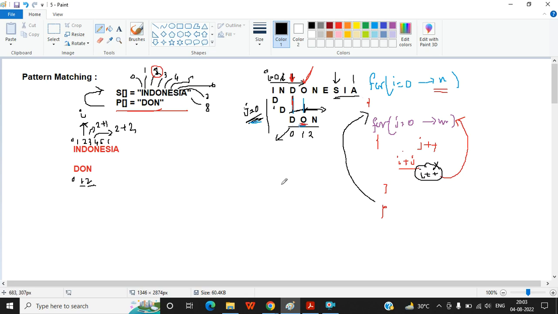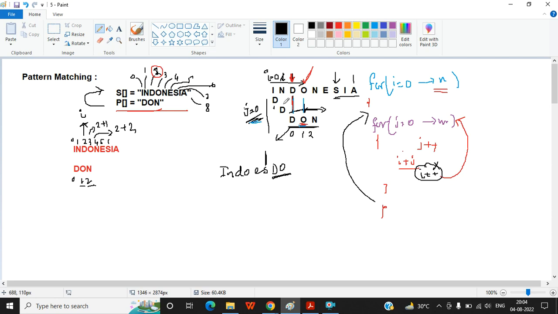Because if you have "Indo", say something A, C, say D, O. See here, after this point, there is no possibility of matching with "dawn" because we do not have enough 3-letter characters here, and it is only 2 characters.